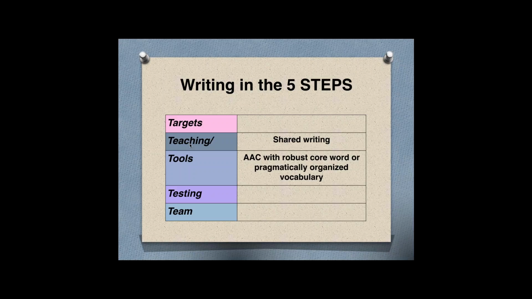Within Maureen Never's 5 Steps framework, today is very much about a teaching approach in terms of shared writing as an instructional tool in our toolbox, and we'll be using the tool itself of communication systems, either a robust core word system such as Proloquo or TouchChat with WordPower. We've got kids using LAMP Words for Life. We've got kids using Speak for Yourself. We've got them using Avaz. So whatever robust core word system you have, or pragmatically organized vocabulary, and by that I mean the PODD books that are very common in our Angelman community.